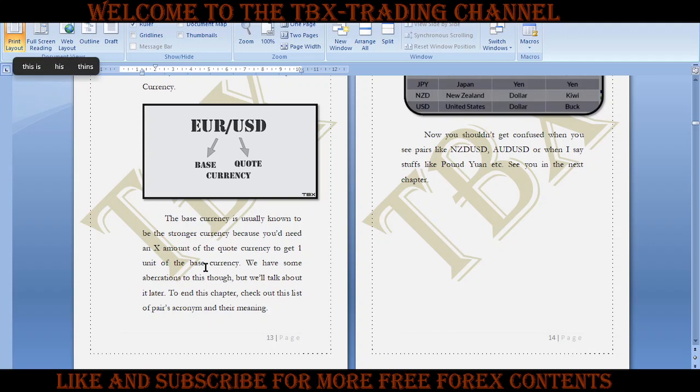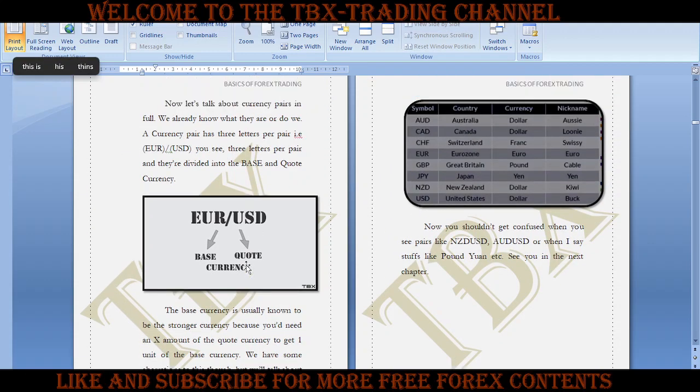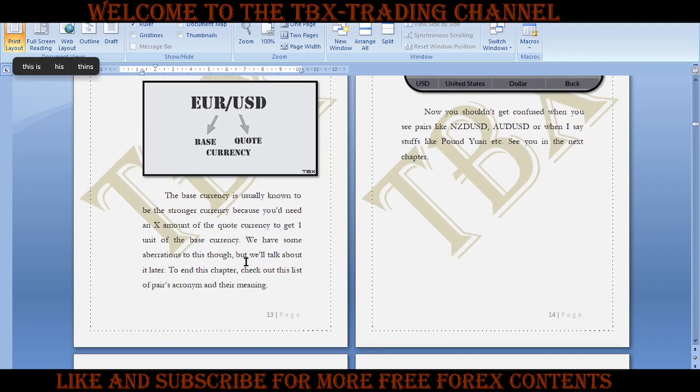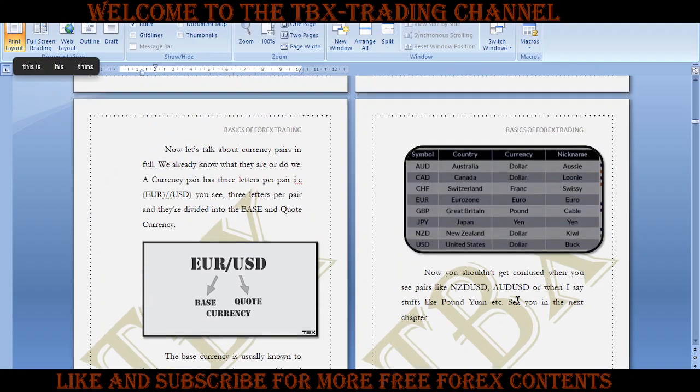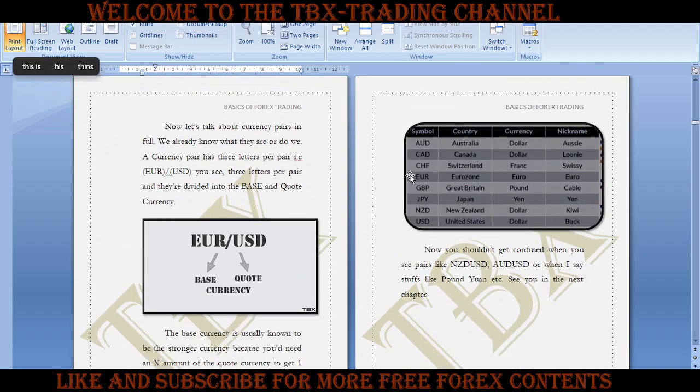Although we have some aberrations, and those aberrations usually come in pairs, we have some AUD pairs, but we're going to talk about that later on. These are the names of each currency, so that you can easily name currency pairs.